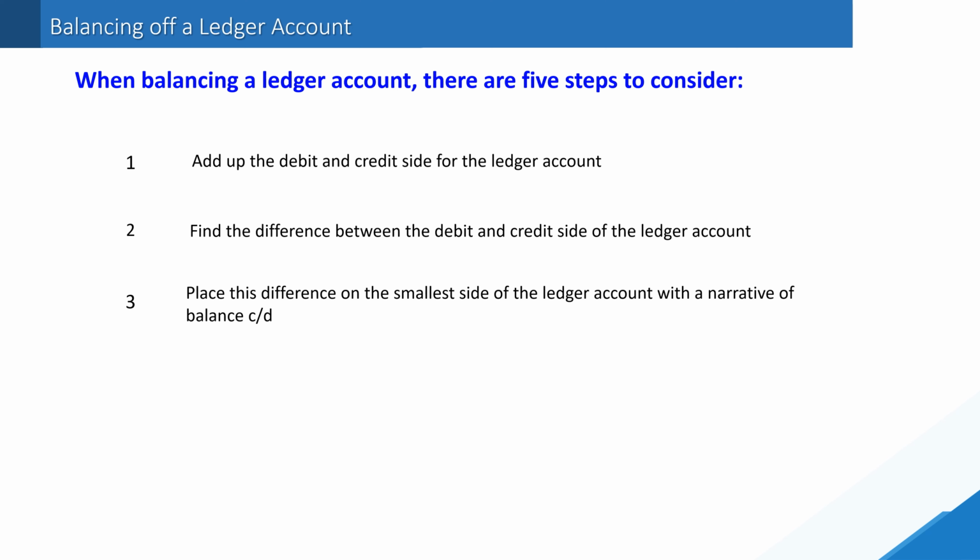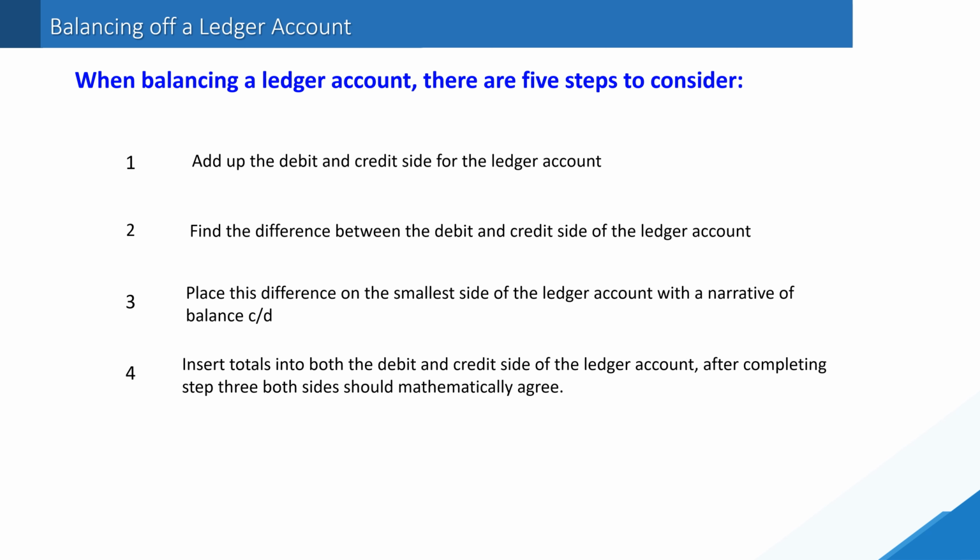Having completed step 3, step 4 is a check that we've done everything correct. Because in step 4 we insert totals into both the debit and credit side of the ledger accounts. And if step 3 has been completed correctly, those totals will agree, will mathematically balance. The final step is to insert the balance brought down on the opposite side of the ledger account to the balance carried down, and the date of that entry will generally be the start of the next accounting period. But please do observe the instructions in the individual questions for that.